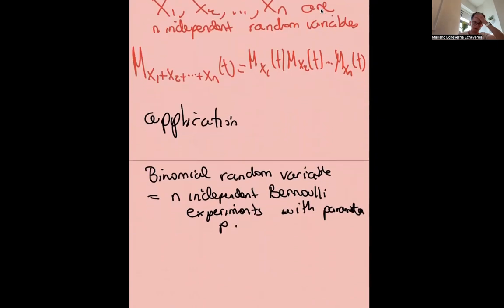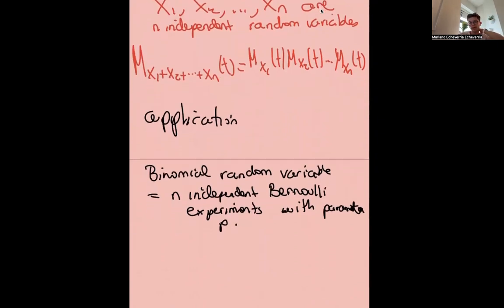Right? So the binomial, the moment generating function, because they are independent, you were just counting the successes in n independent Bernoulli trials. That's what the binomial was. We didn't write it that way, but you can think of the binomial random variable as the sum of n independent Bernoulli random variables.